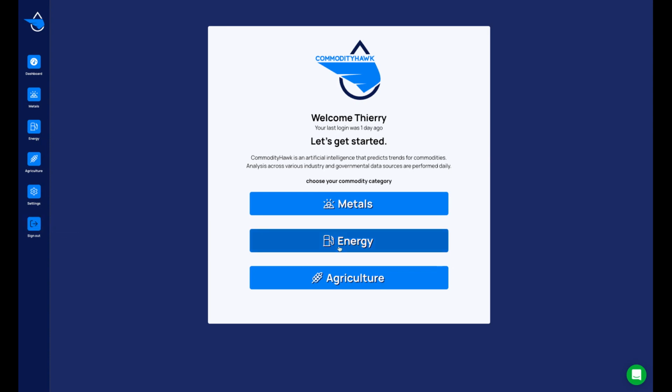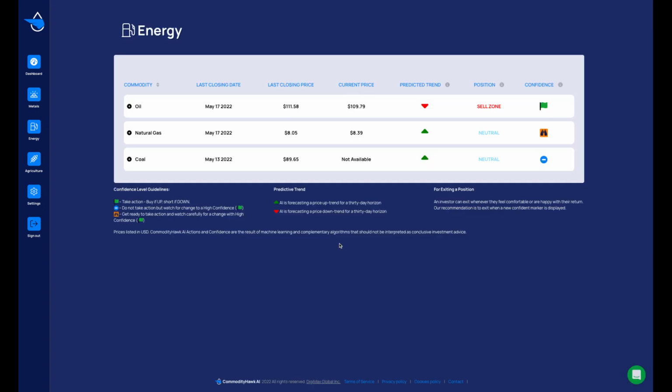Let's demonstrate our solution with energy. When you click on energy, you're exposed to the list of commodities we analyze for the energy category. You have the commodity, which is oil, natural gas, and coal, the last closing date, the last closing price, the current price, and this is when the artificial intelligence kicks in, the predicted trend.